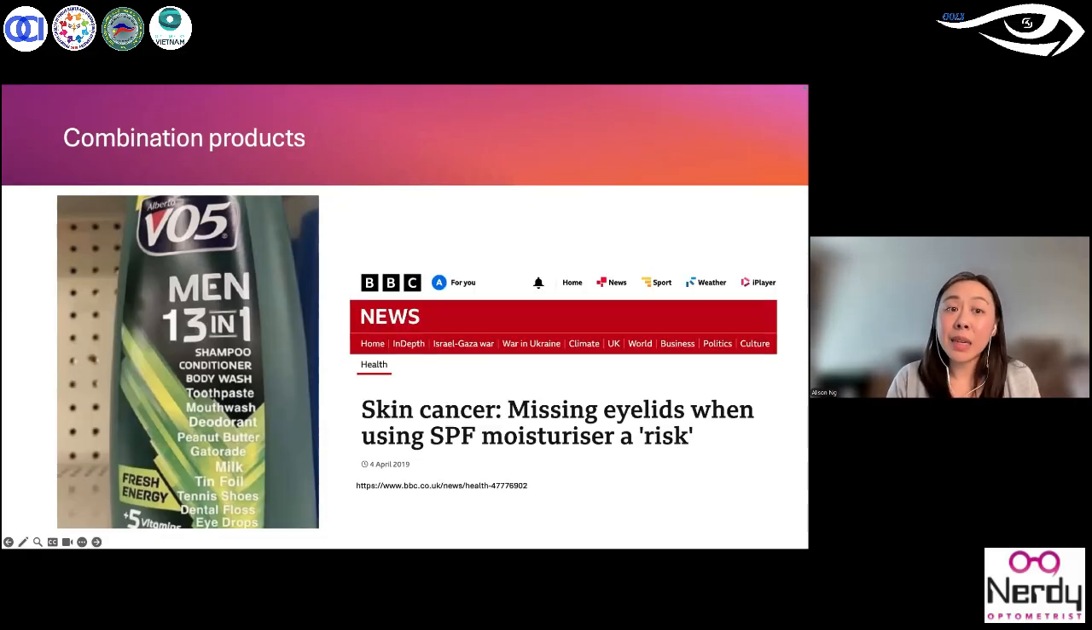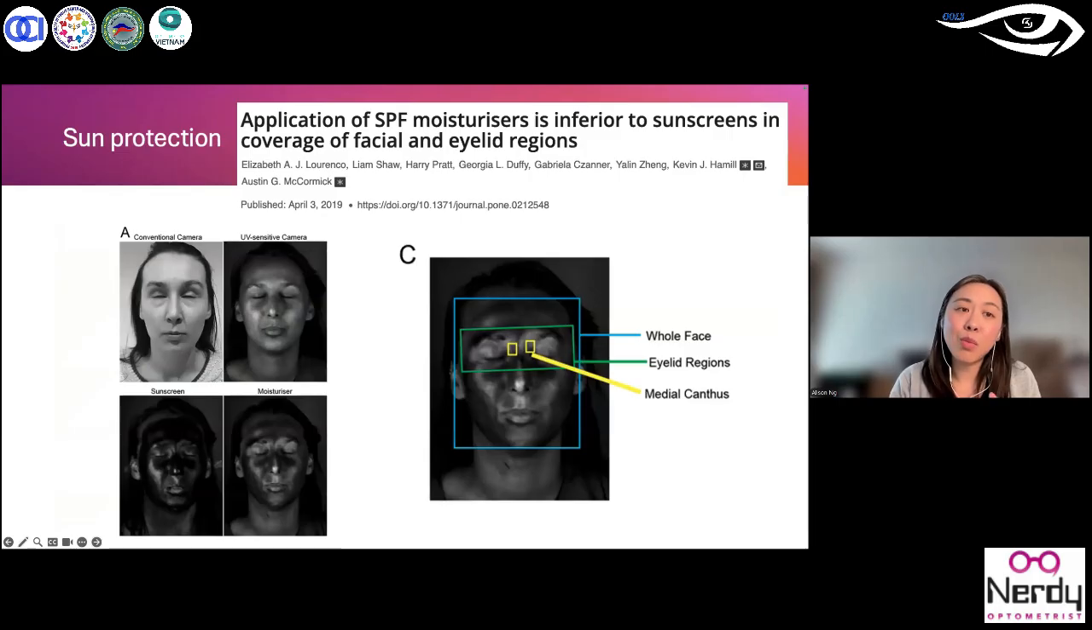The only downside to this is that there's some studies that show that if your patients are using an SPF moisturizer, it does increase their risk of skin cancer because they're missing out the application of certain areas. And this is the study that was reported that. So they compared the application of sunscreen versus an SPF moisturizer.